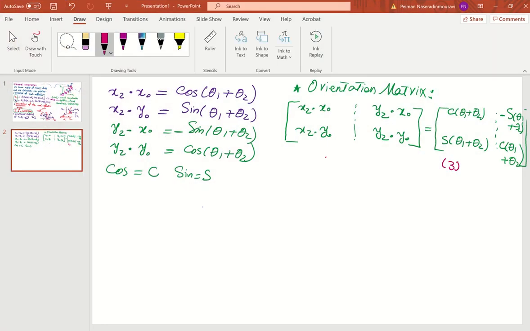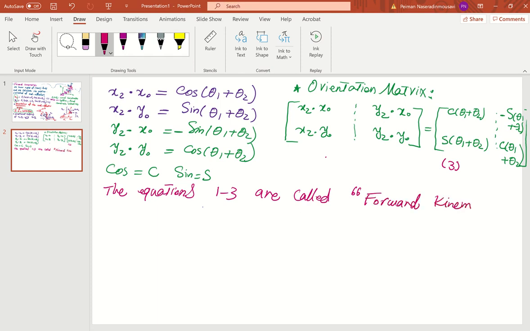Okay, so equation number 3. So equations 1 to 3 are called forward kinematics equations.